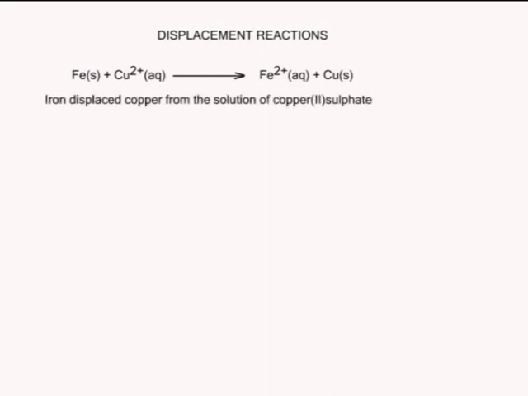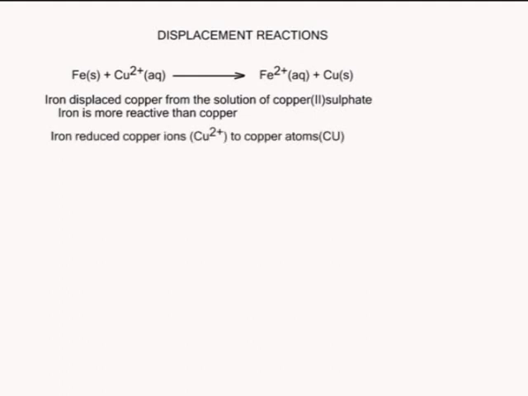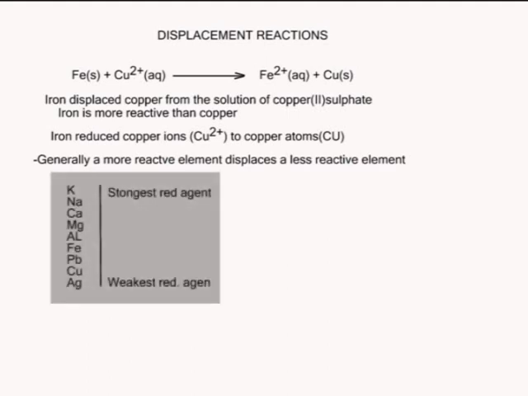Now, still in redox reactions, let's look at what we call displacement reactions. Now, when we added iron to a solution of copper 2 sulfate, the following reaction took place. That iron, the solid, reacted with copper 2 sulfate to form iron 2 sulfate, which was light green, and copper solid, which was deposited at the bottom. From this equation, you can see that iron displaced copper from the solution of copper 2 sulfate. You know why? Because iron is more reactive than copper. So iron reduced copper ions to copper atoms. Generally, a more reactive element will displace a less reactive element from its solution. More reactive elements are also stronger reducing agents.